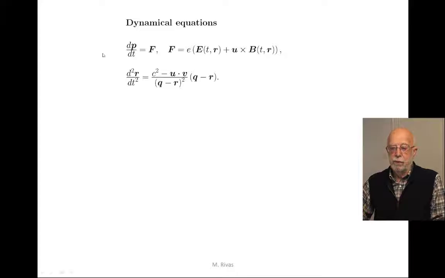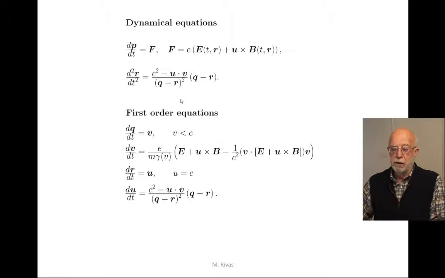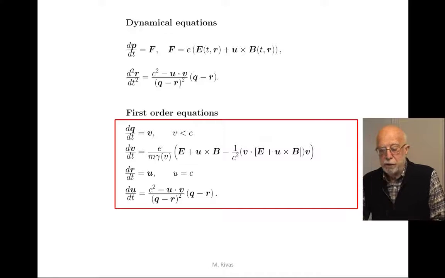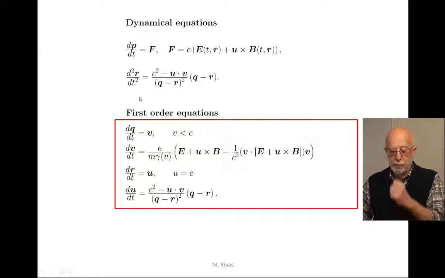Now, as before, if I take the time derivative and put on the left-hand side the lowest order derivatives to produce first order differential equations, what we obtain are these. This is a system of 12 ordinary differential equations for the 12 variables q, v, r, and u. The only difference is that this v is always below c. However, this u is always c.